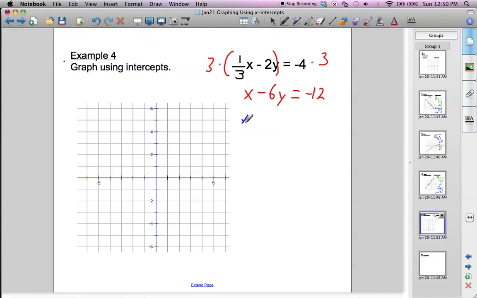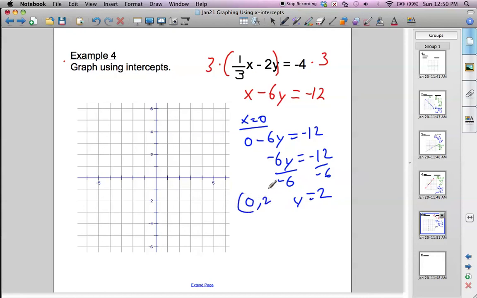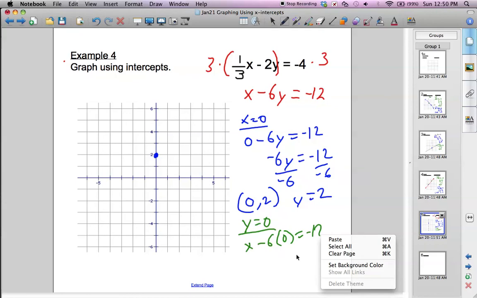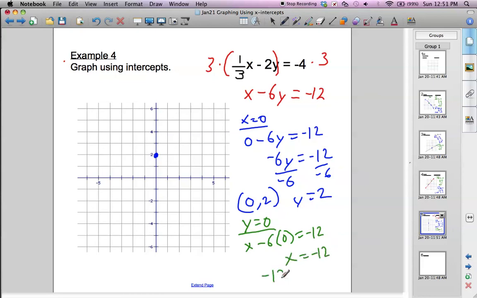So let's find the y-intercept by letting x equal 0. We have 0 minus 6y equals negative 12. So negative 6y equals negative 12. Divide by negative 6 and we get y equals 2. So 0 comma 2, that's your y-intercept. And we're going to get our x-intercept by letting y equal 0. So we're going to have x minus 6 times 0 equals negative 12. So we're going to get x equals negative 12. So the point negative 12, 0 is the x-intercept.